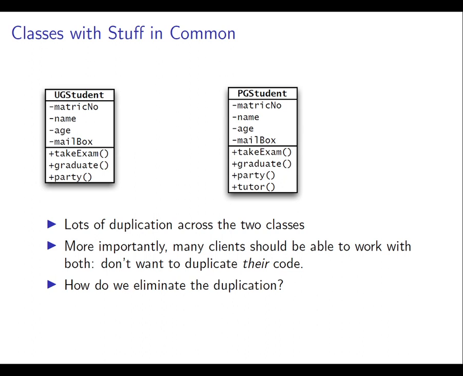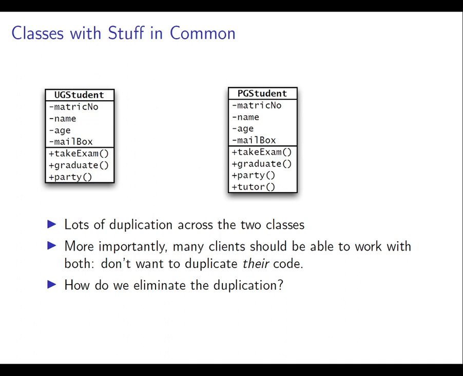A lot of what we're going to talk about in the next 3 lectures is classes that have stuff in common. So suppose we have 2 related classes because we want to have 2 related kinds of objects in our system. And one class, representing one kind of objects, is called UGStudent, representing the undergraduate student objects, and the other is PGStudent, representing postgraduate student objects. And these are very similar, as you can see. They have all the same attributes. The only difference is that the PG student has an additional method, tutor, because postgraduate students are allowed to act as tutors.